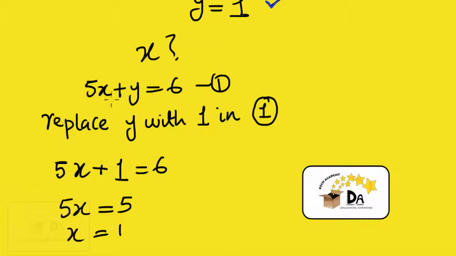Doing so gives an equation just in terms of x. So this is an equation in terms of x and y, equation 1. Replacing y with 1 gets rid of the variable y, and we're just left with one variable, the variable x. And now we can just make x the subject of the formula to determine the value of x. So now we know that y is 1 and x is also 1. That's the method of elimination.